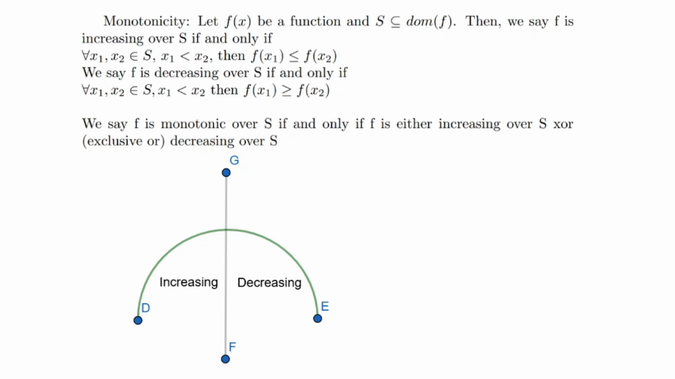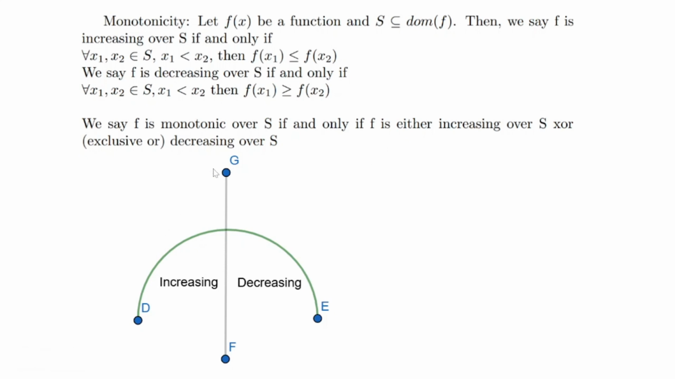For any two arbitrary x values in S with x1 less than x2, f of x1 has to be less than or equal to f of x2, and we only consider it strictly increasing if it's strictly less than. Now, if it's decreasing, it's the same thing, except f of x1 is going to be greater than or equal to f of x2, and we'll just say f is monotonic over S if and only if it's either increasing only or decreasing only, but not both.